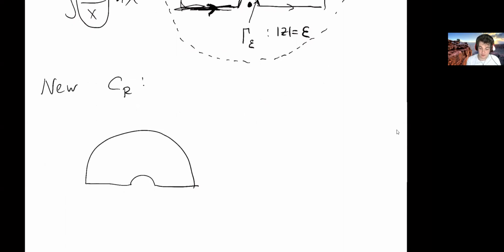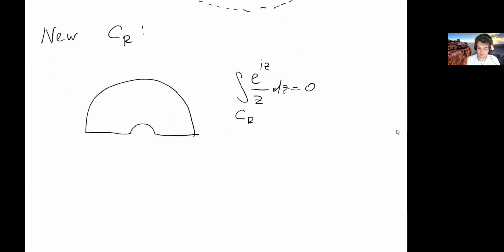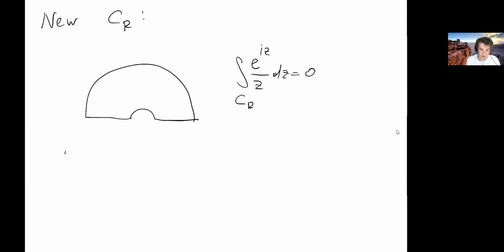And the good thing is that this sine of x divided by x doesn't have any poles inside. So the residue theorem will tell me that if I integrate e to the iz divided by z over this new C sub R, I'll get a 0. And now let's split this integral.